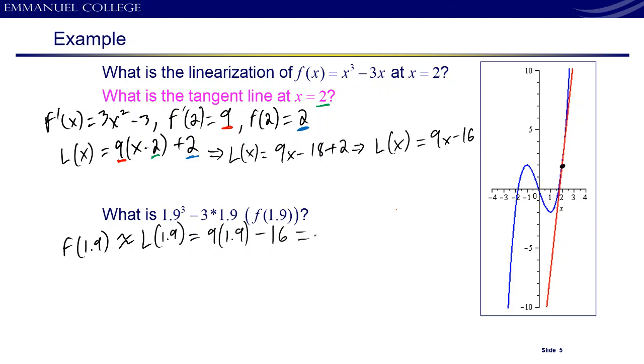So 9 times 1.9 is going to be 17.1, sorry. And that's going to be minus 16. So that means our linearization at 1.9 is 1.1. So we know that f of 1.9 will be approximately 1.1.